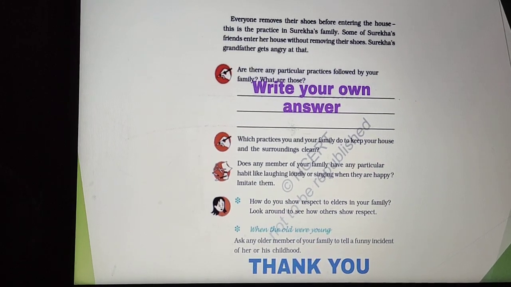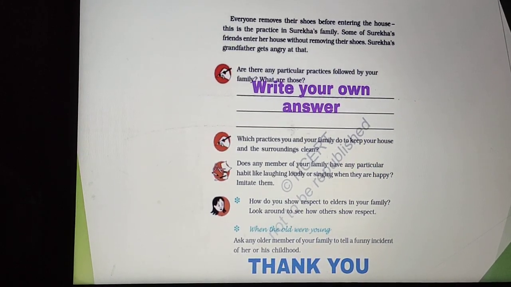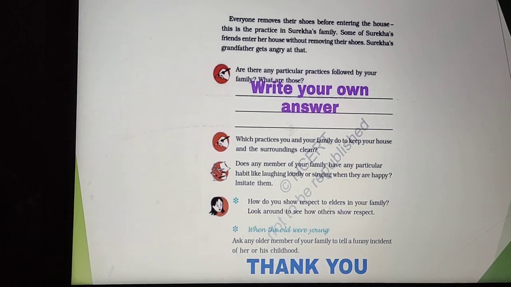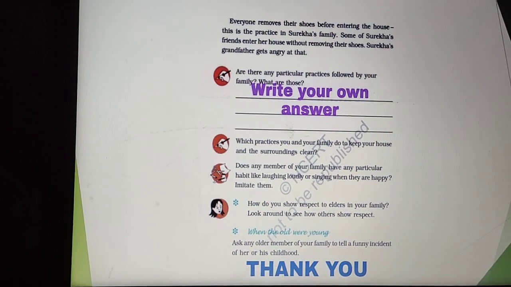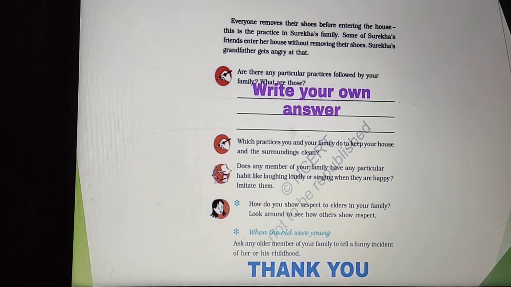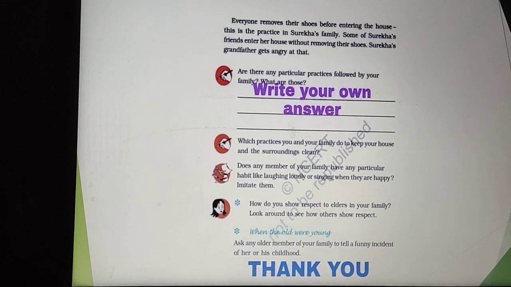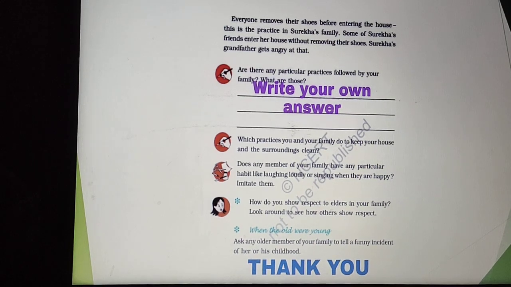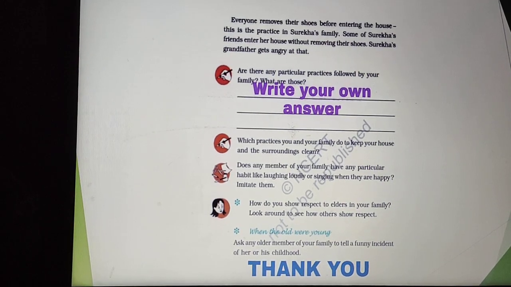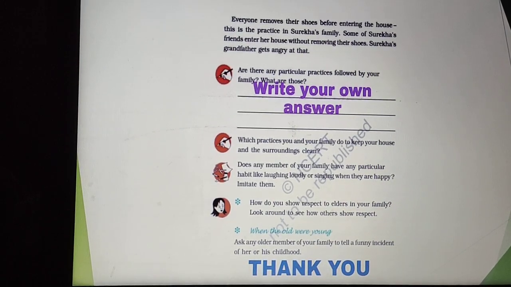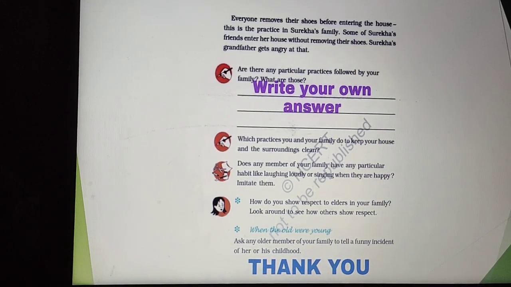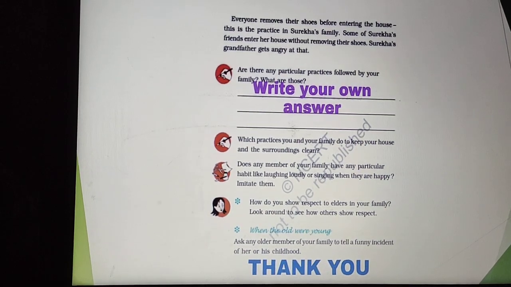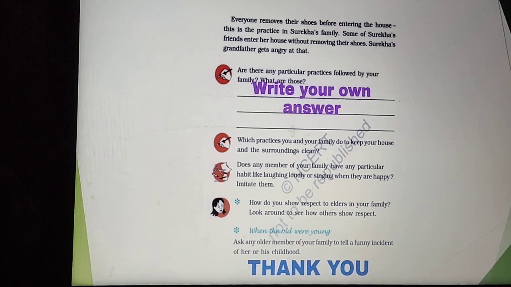How do you show respect to elders in your family? See students, from very childhood days, our parents are teaching us to respect the elders. Elders means those persons who are older than us, right? So yes, we respect our elders by obeying them, right? We listen to our elders, whatever they tell, we do that, right students? Look around to see how others show respect, and then you have to find that by looking around yourself or around your family, how other family members also respect the elders, right? And you have to learn from them also.